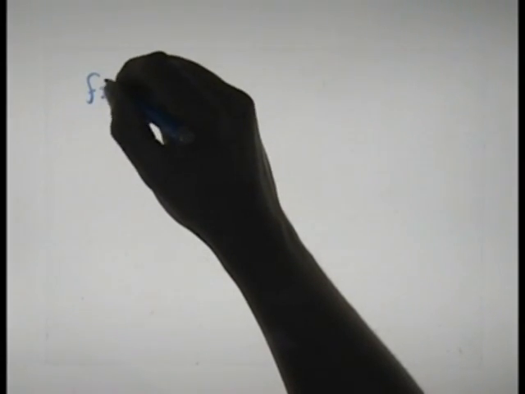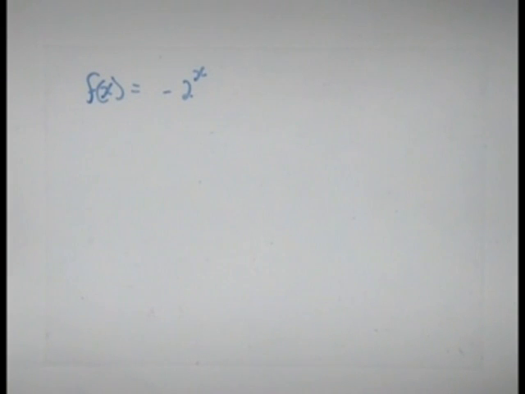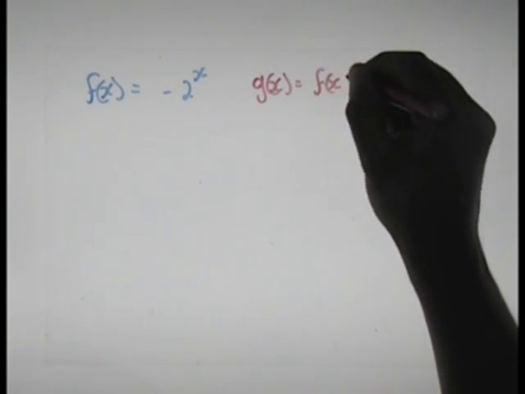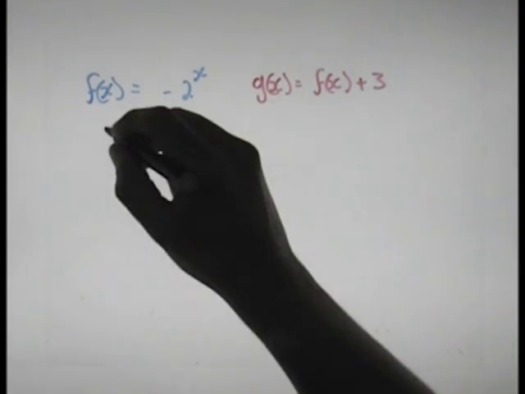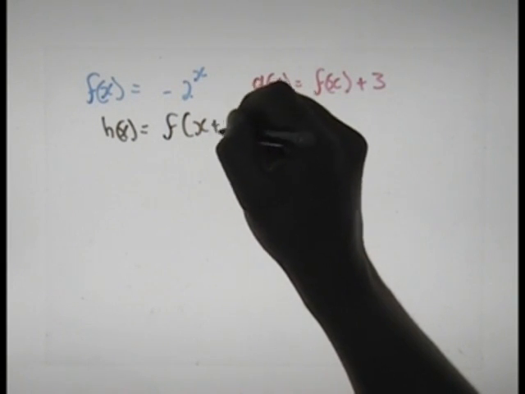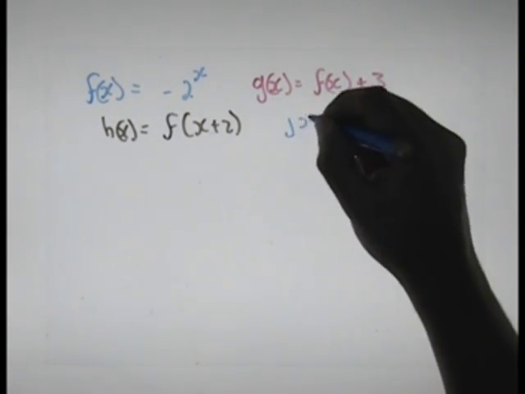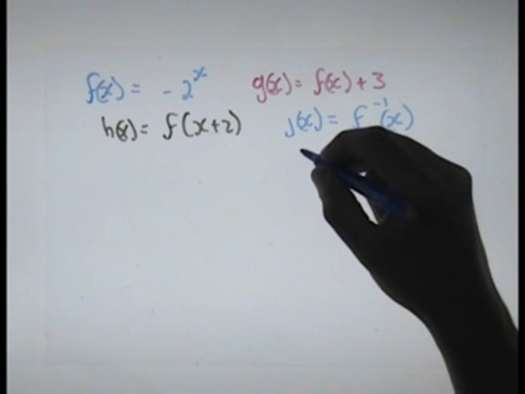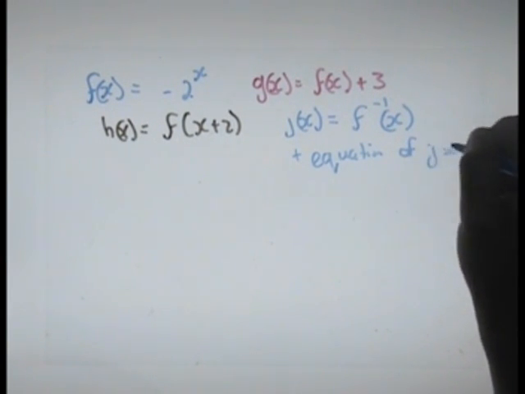The next one I gave you to do said f of x is equal to negative 2 to the power x, g of x is equal to f of x plus 3, h of x is equal to f of x plus 2, and the last one, j of x is equal to the inverse function of f of x. I wanted you to find the equation of j of x.